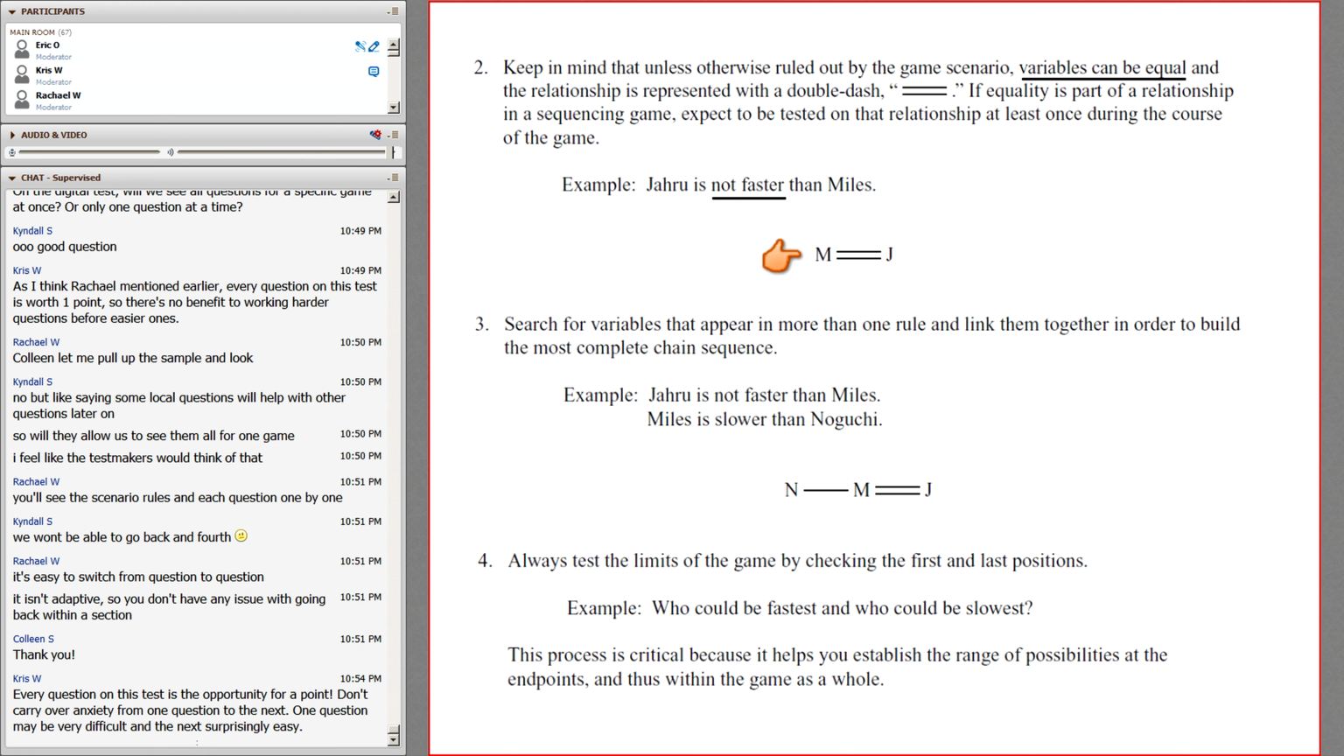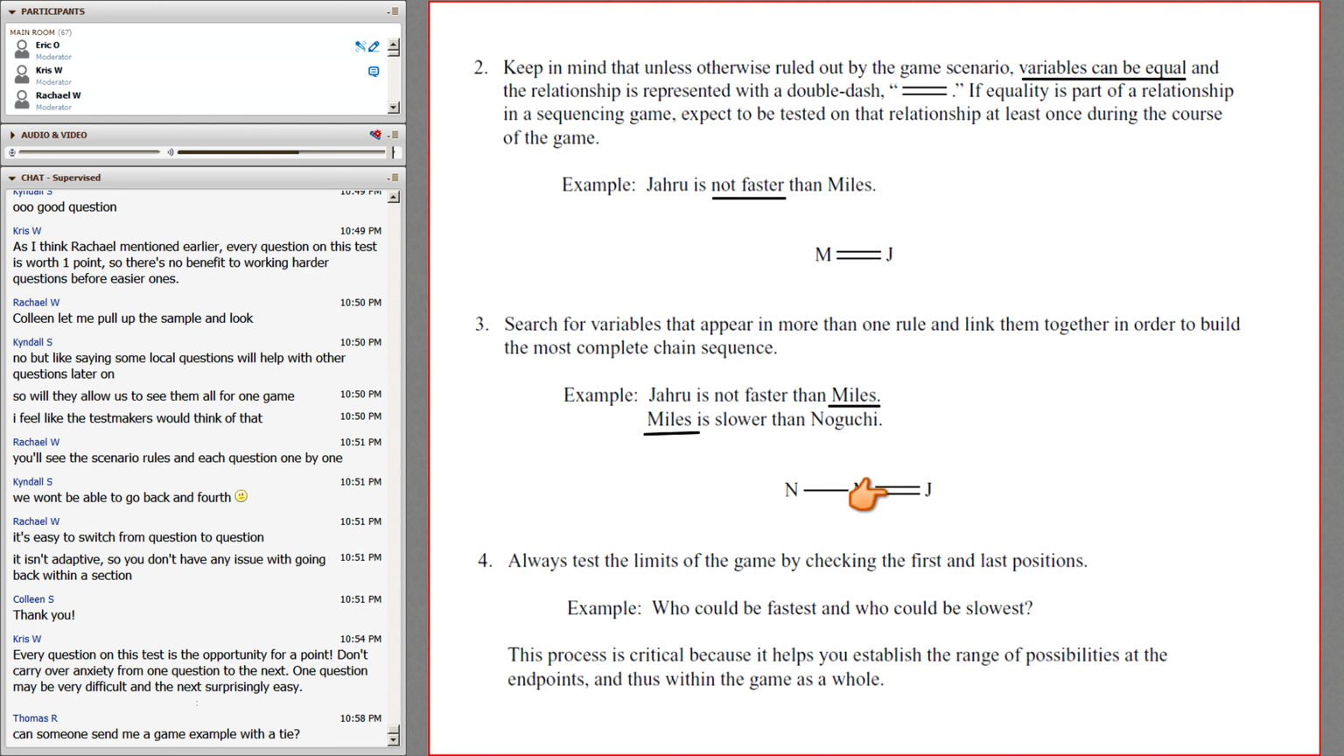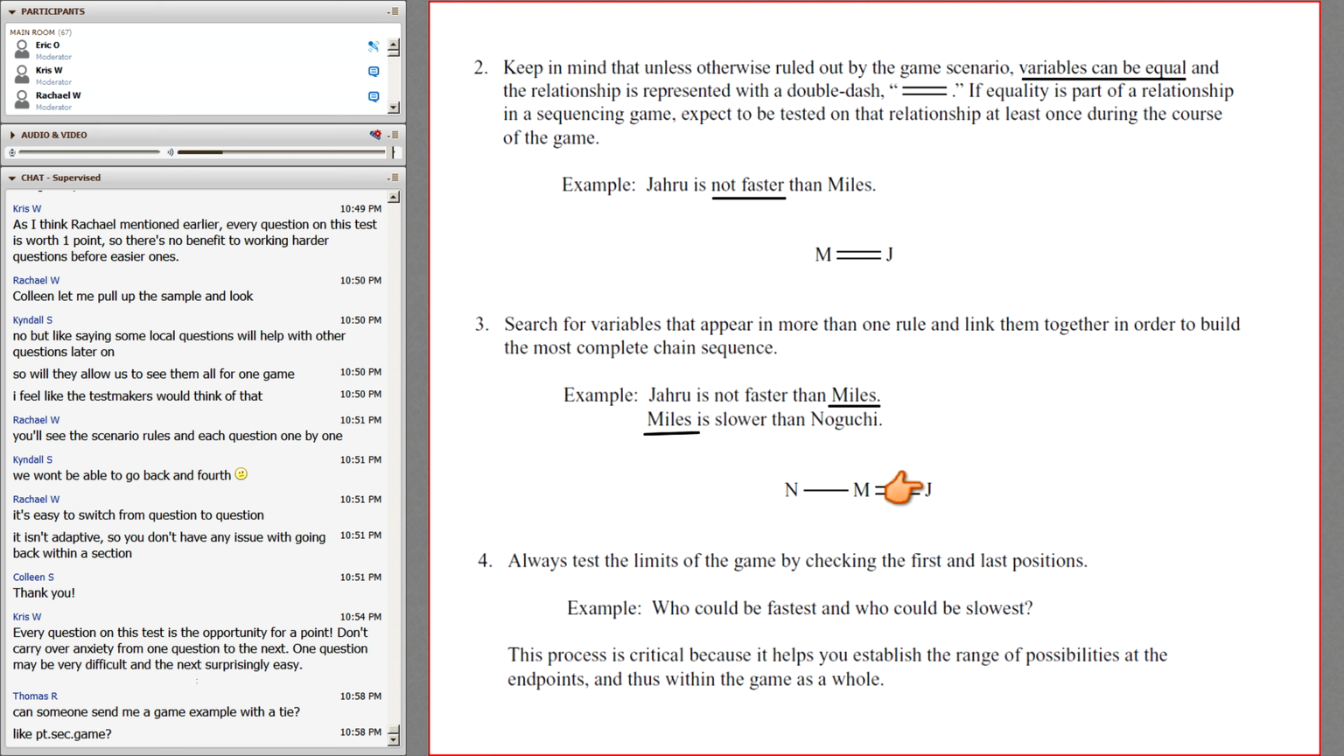That's the trick. Now, number 3, and this is a good rule of thumb for logic games generally: always look for rules that involve common terms, shared terms, because odds are you can probably connect those rules and make inferences based on those connections. So we've got Miles is faster than or equal to Jaru. That's pulled from above. But if Miles is also slower than Noguchi, well, that means Noguchi is faster than Miles, who is faster than or equal to Jaru. And that would allow you to make the inference that Noguchi would have to be faster than Jaru because of that chain that you've drawn.